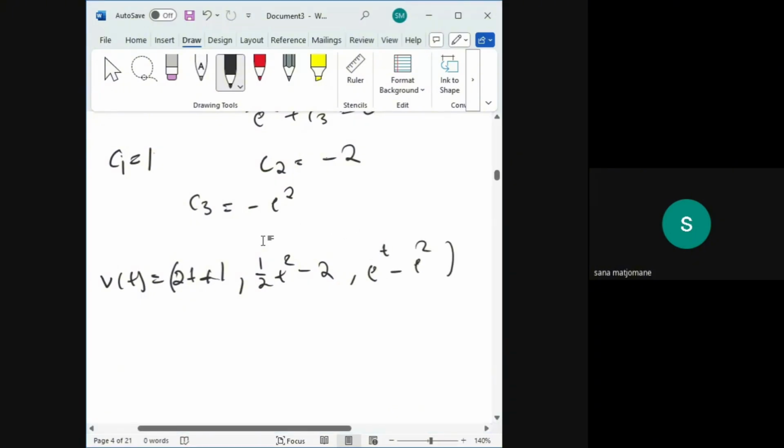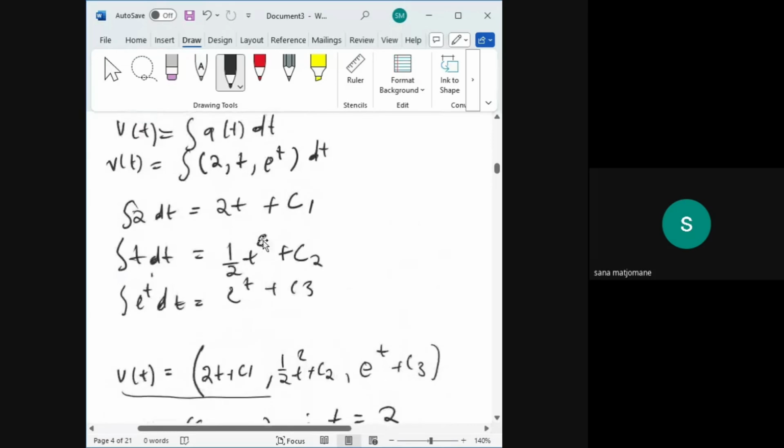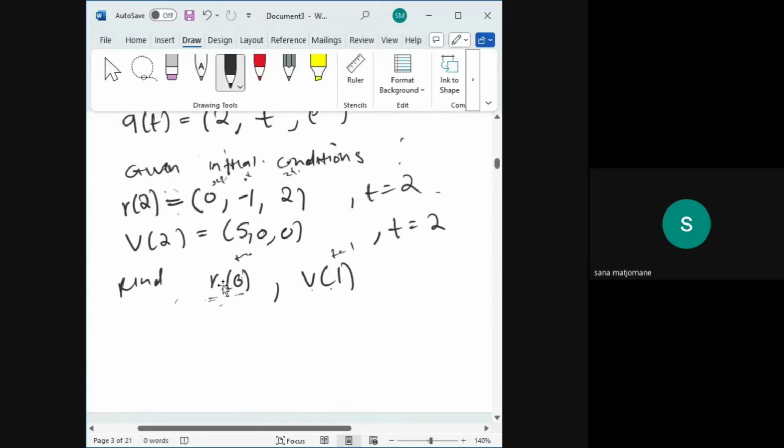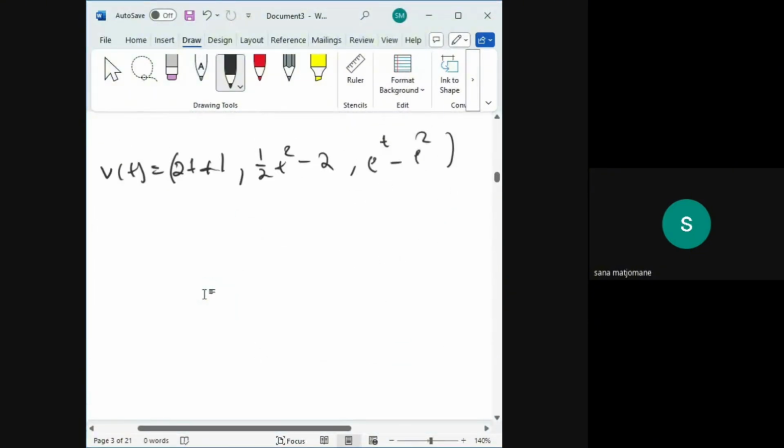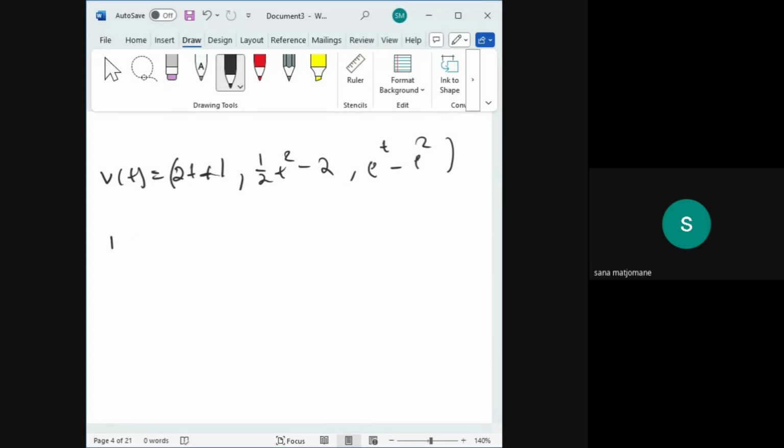So remember, what was the equation, guys? Find v(0), find r(0) and v(1), right? So now I found my velocity equation. I can find my v(1) by simple substitution, easy like that. You substitute where there is t, you put 1, because they say find v at 1, where t equals 1. That's what it means.